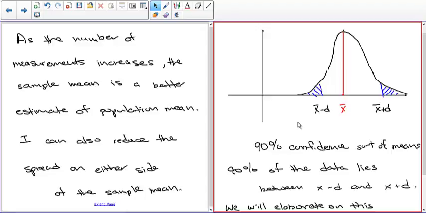So what we're trying to say here is we have a 90% confidence. Now what does that mean? I don't know what that word means. What does that say? 90% of the data, 90% confidence. I don't know what that means.